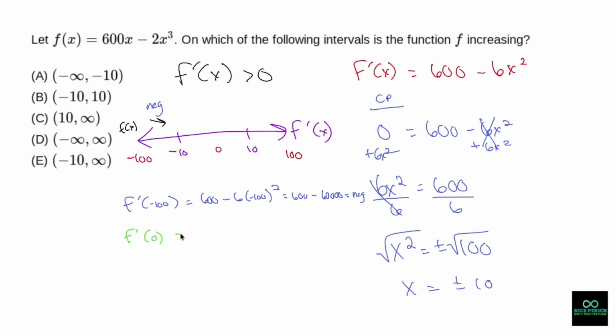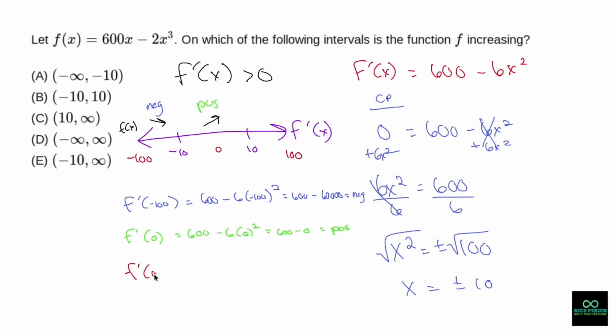F prime of 0 is going to be 600 minus 6 times 0 squared, which is going to be 600 minus 0, which is going to be a positive number. So you're positive right here, which means my function is increasing between negative 10 and positive 10. Now let's just be on the safe side, make sure we get something that we want here. Okay, we'll plug in 100.